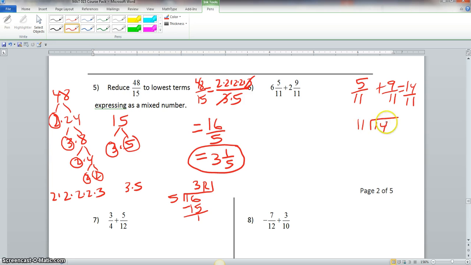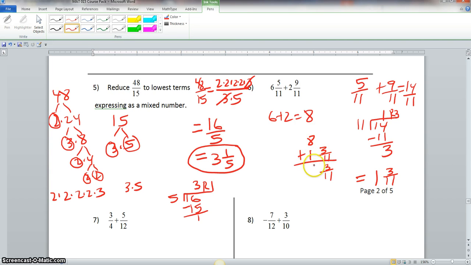So we say 11 goes into 14 once. 14 minus 11 is 3. So you have a remainder of 3. So this answer here would be 1 and 3 over 11. Now, this is what we got from the fractions. Now we would take these whole numbers. We add 6 plus 2, which is 8. Now what we have to do is combine this 8 with this 1 and 3 elevenths. So we'll say 8 plus 1 and 3 elevenths. Now with addition, we'll just bring this fraction down, and 8 plus 1 is 9. So we have 9 and 3 elevenths.